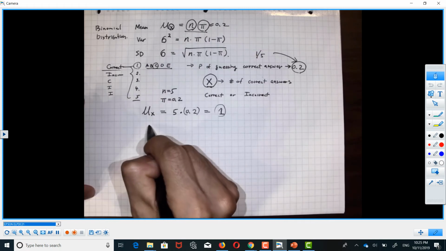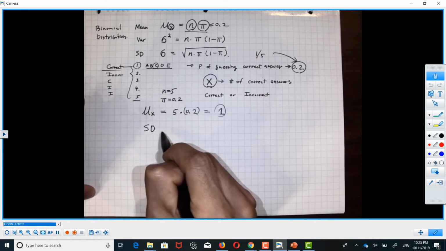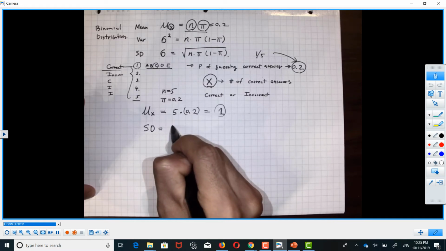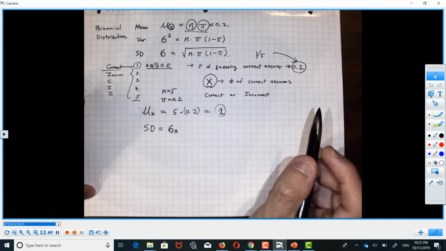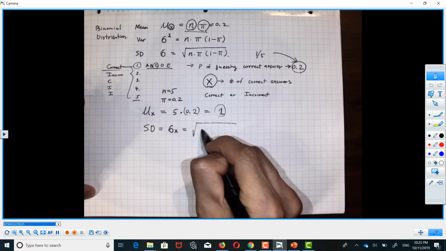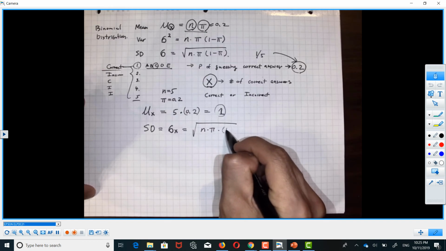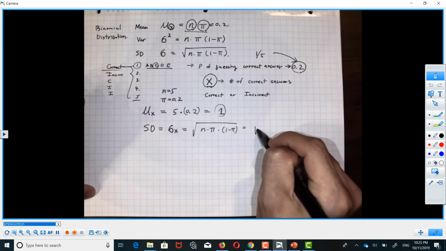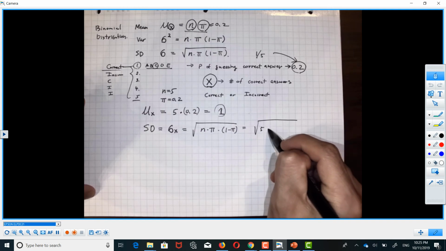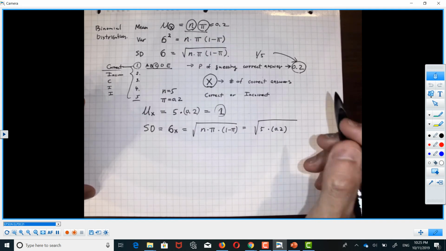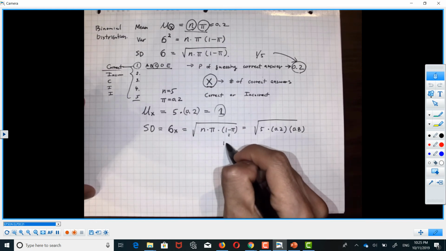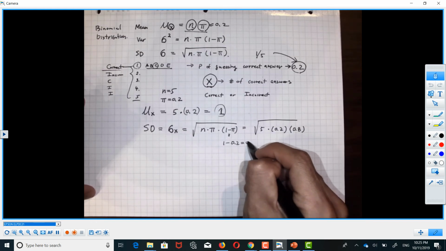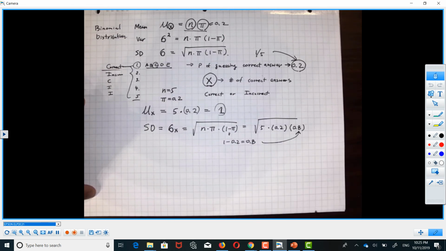And the standard deviation, sigma of the random variable x, is the root of n pi times 1 minus pi, which is the root of 5 times 0.2 times 0.8, where n is 5, pi is 0.2, and 1 minus pi is 0.8. Okay, so I think you can get the answer if you use a calculator.